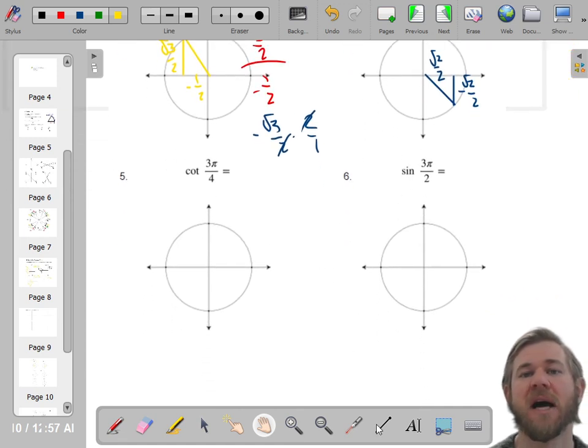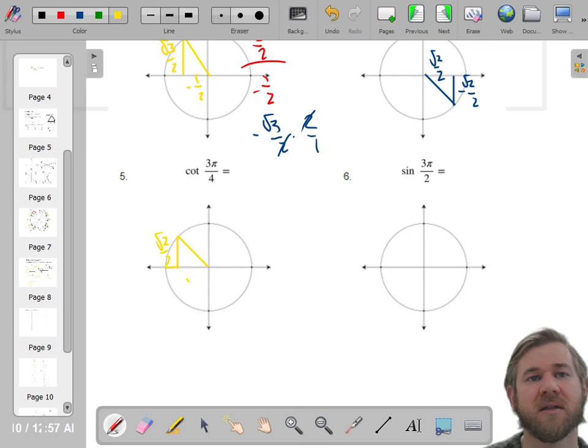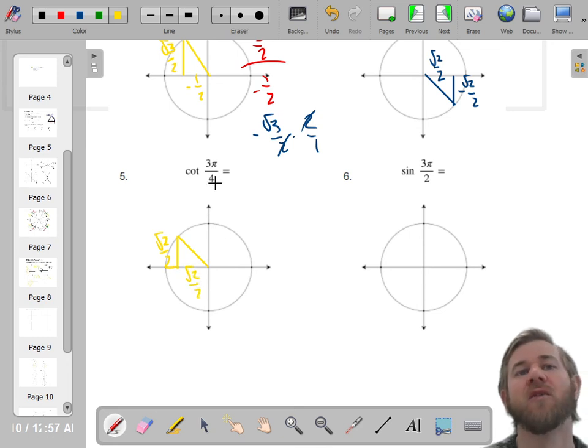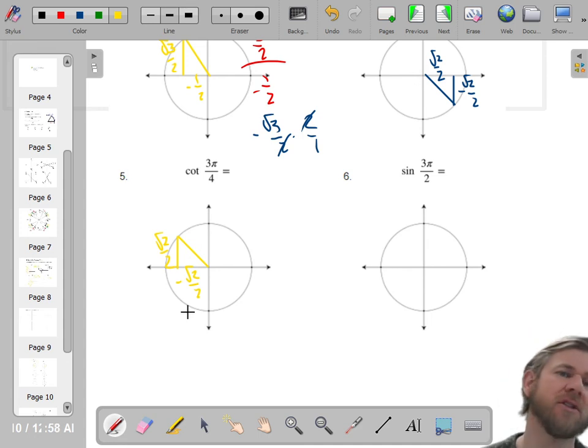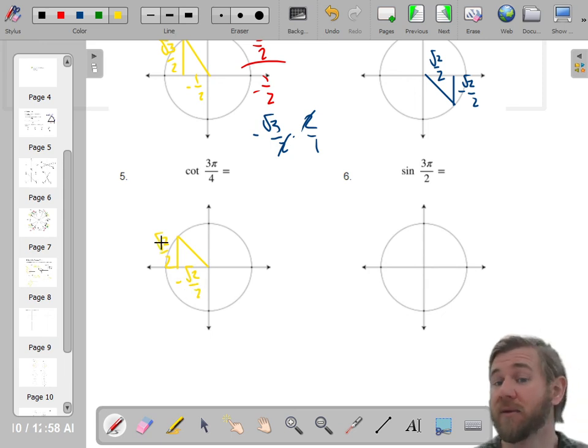Cotangent of 3 pi over 4. Let's see, this is 1 pi over 4, 2 pi over 4. This is 3 pi over 4. Now, cotangent is the reciprocal of tangent. If it's a pi over 4, it's a 45-degree reference angle. So tangent would be opposite over adjacent, which would be 1. But it's negative, so negative 1. Cotangent would be the reciprocal of that. It's still negative 1. Adjacent over opposite is still negative 1.